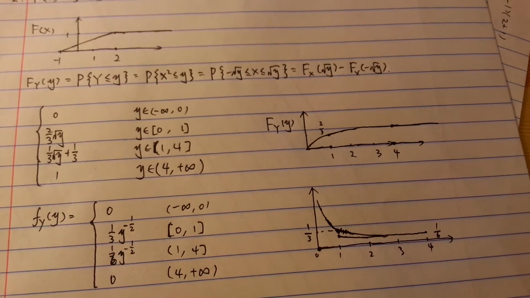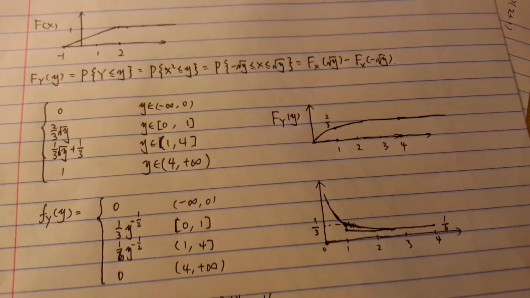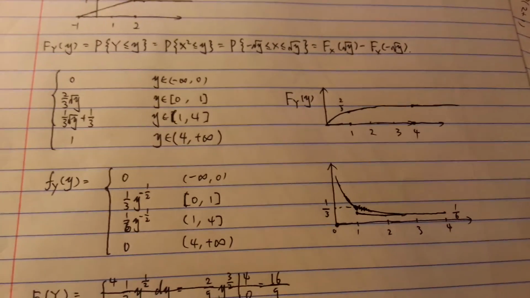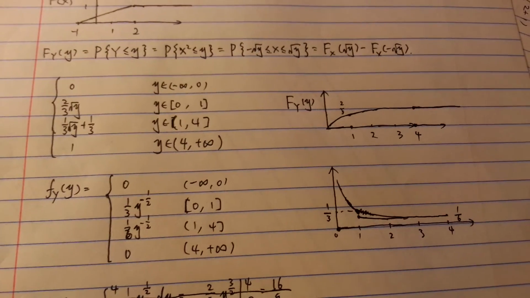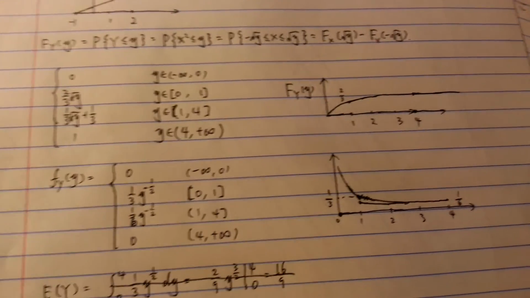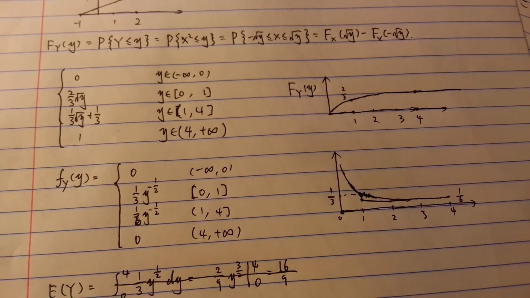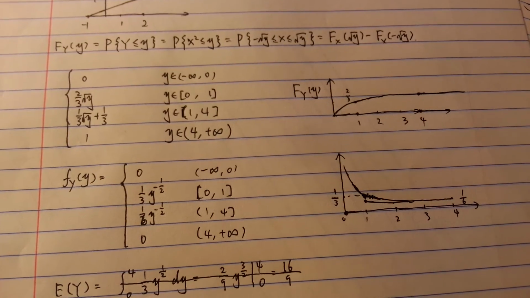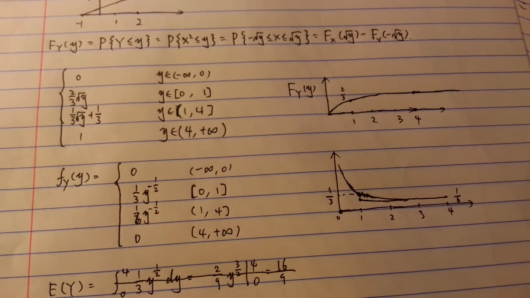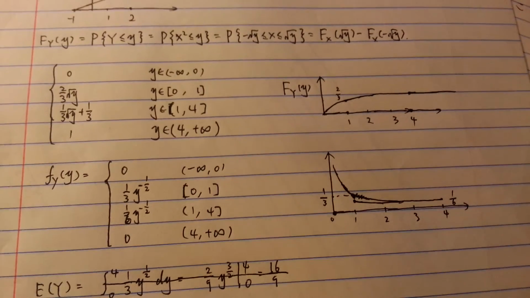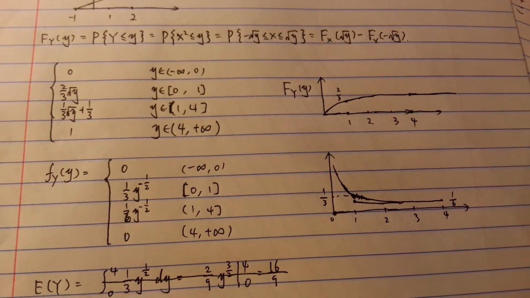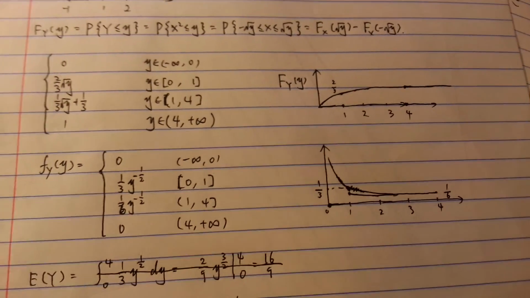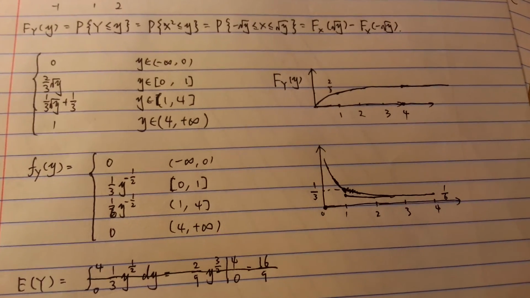We write the capital F_Y(y). When y is smaller than 0, F(y) is equal to 0. When y is between 0 and 1, it is equal to 2/3 times square root of y. When y is between 1 and 4, it is equal to 1/3 times square root of y plus 1/3. And when y is bigger than 4, it is equal to 1.